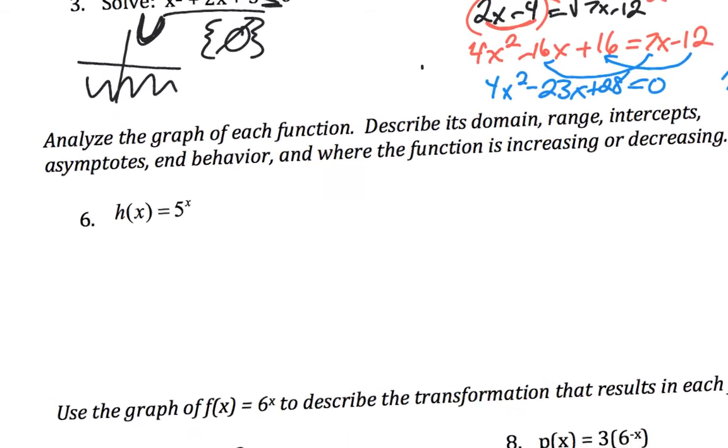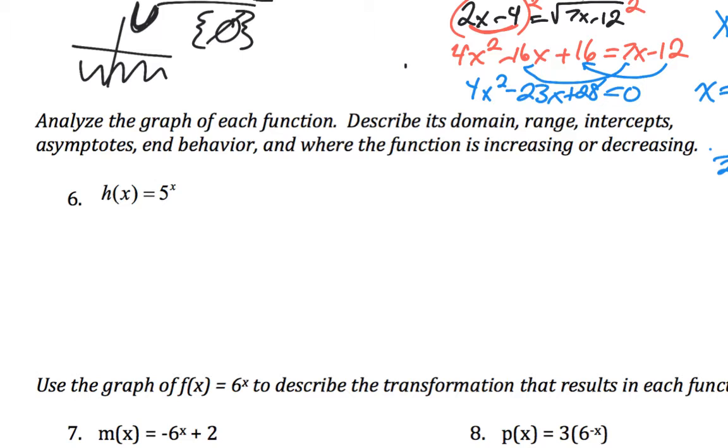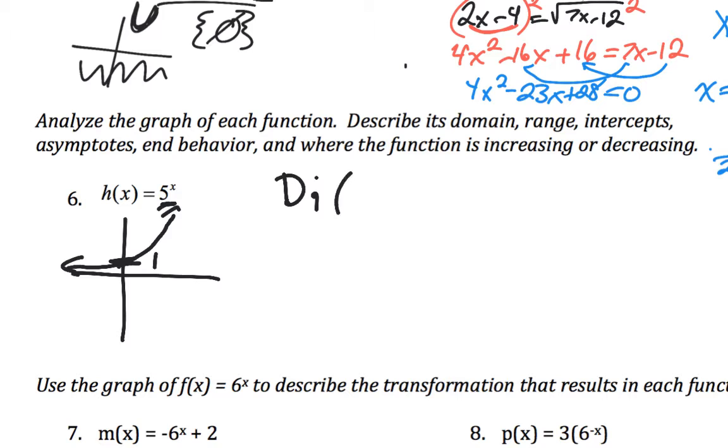Alright, I want you to analyze the graph of each function. So just kind of sketch it for me what you think it might look like. This one's an exponential growth because the base number here is larger than 1. So it goes up, across here at 1, and then we're going to go from there. Describe its domain. The domain is the x, so it's going from negative infinity to positive infinity. The range is the y. There's an asymptote there, so it never touches the 0, so it's 0 up to positive infinity.